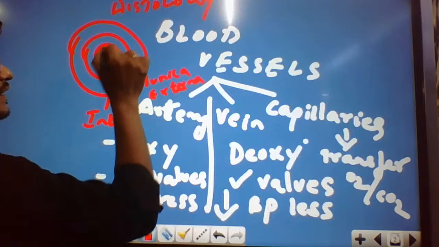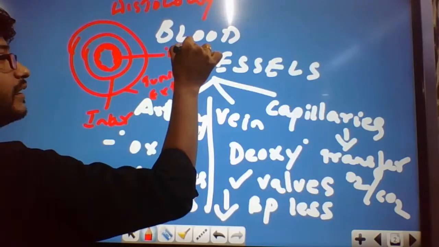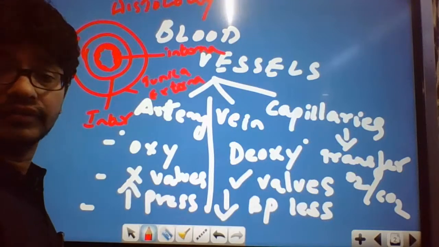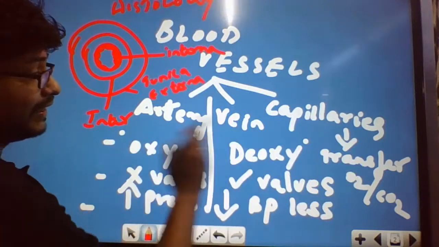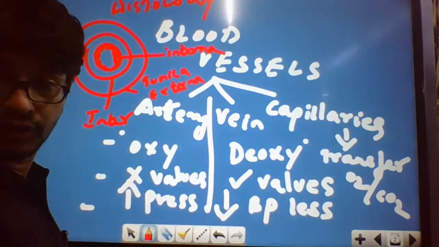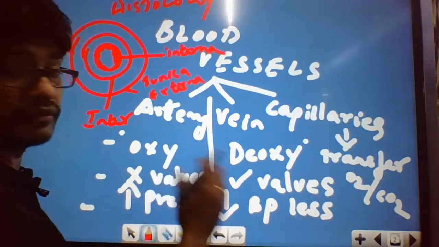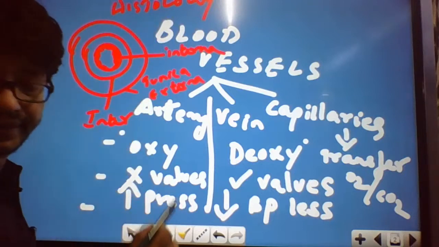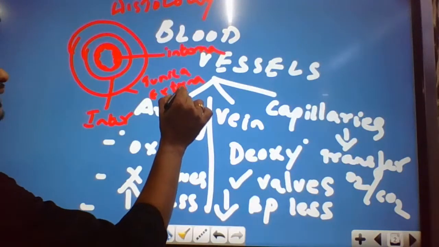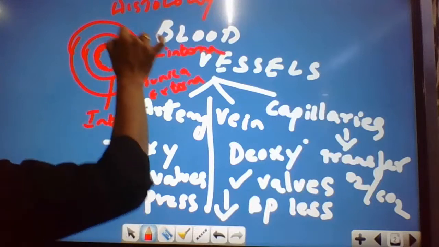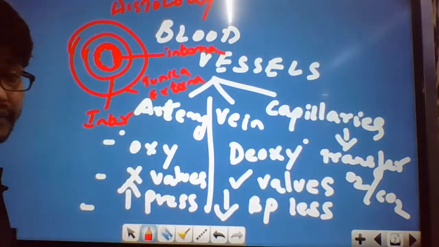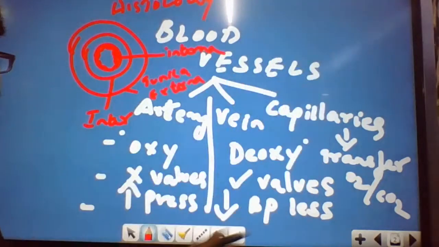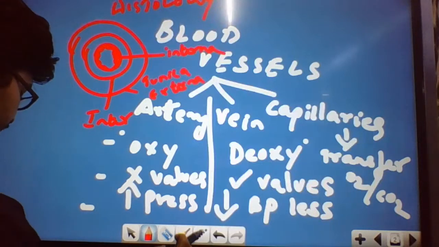So this innermost layer is called tunica interna. But diameter-wise, the width may have a slight difference between arteries and veins. Irrespective of arteries and veins, there are three main layers as far as histology is concerned: tunica externa, tunica media, the intermediate middle layer, and the inner layer, called tunica interna. This is about the histology of blood vessels.